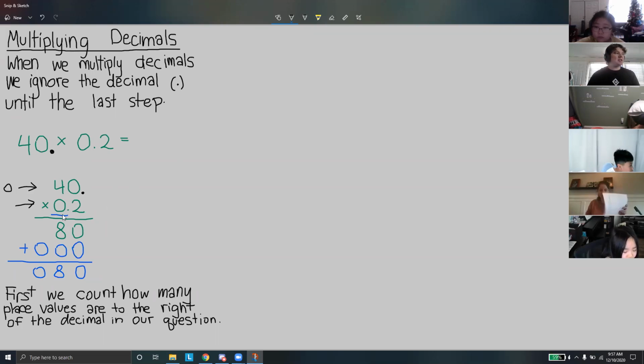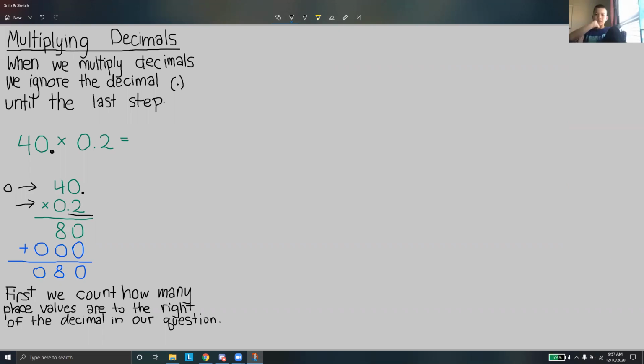And now let's look at the number 2/10. This is how you say the number 2/10, 0.2. If I look at the number 0.2, how many place values or how many numbers are to the right of the decimal? 1. That is correct. There is 1 number to the right of the decimal.